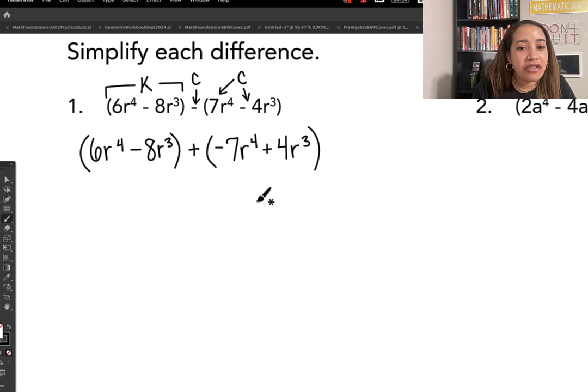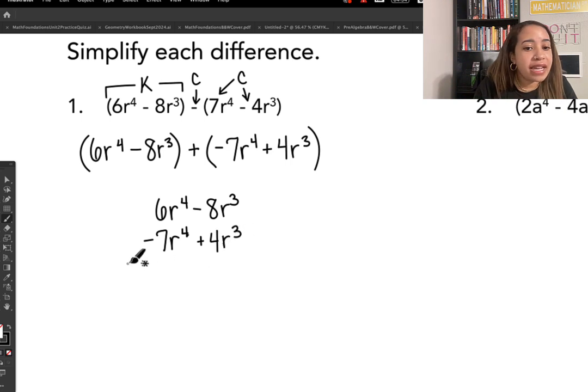And now that we have both of our polynomials written into our addition problem, we can stack them up just like we practiced with addition. I'm going to copy down my first polynomial, 6r to the fourth power minus 8r to the third. I'm stacking my negative 7r to the fourth with my 6r to the fourth. And then our 4r to the third matches with our negative 8r to the third. And now I can add these up.